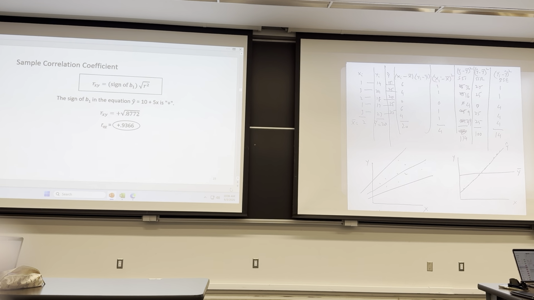So here is your coefficient of correlation. Find the square root of the coefficient of determination, include the sign, and the answer is 0.9366. Can you tell me what could be the maximum value of coefficient of correlation? 1. Absolute 1, okay? Plus 1, minus 1.